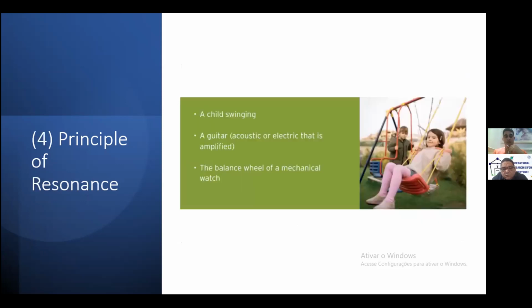Yeah. The fourth and last principle is the principle of resonance, which is how tasks can resonate between one another. It's like a vibration. So if we look at this image here, what can resonate? A child on a swing, a guitar string, and the balance wheel of a mechanical watch. These are examples from nature of things that resonate.